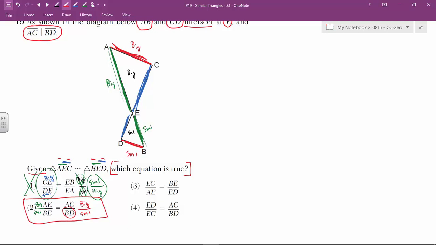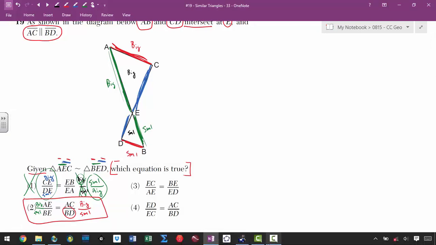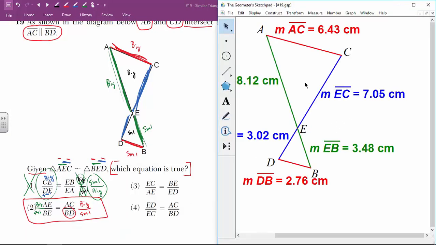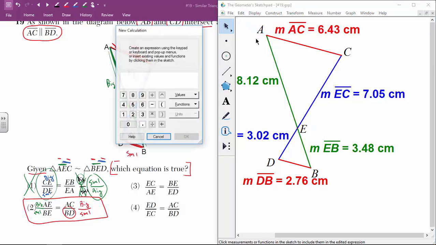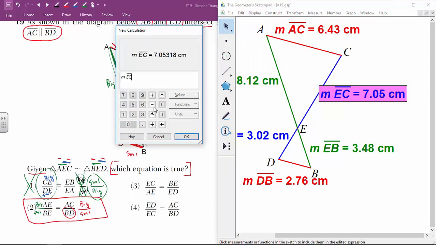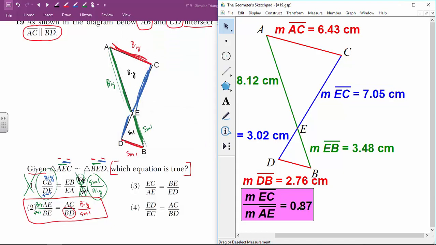So you can stop the video here if you buy that answer. But if you want a little more, I've created a model with measurements, and I'll show you what I mean. I'll take example 3, and I'll show you why that's wrong. So we're going to take side EC. We're going to make a calculation, and we're going to do side EC, so this blue side here, and we're going to divide it, because that's the operation that a ratio is, by side AE. So AE is the green. That's an example of a big divided by a big. All right? And when we do that, we get this 0.87.